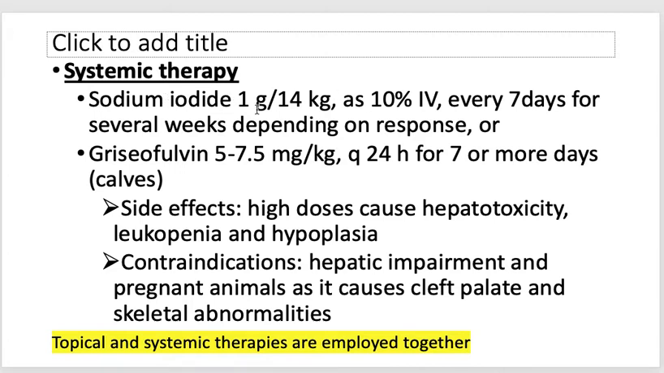Systemic therapy uses sodium iodide, which is applied intravenously, and also glucosulfin, which can be given every 24 hours for 7 or more days in calves. The side effect of glucosulfin is that a high dose can cause hepatotoxicity, leukopenia, and hypoplasia. Glucosulfin is contraindicated in hepatic impairment and also in pregnant animals, as it can cause abnormalities to the unborn animal, that is cleft palate and skeletal abnormalities.